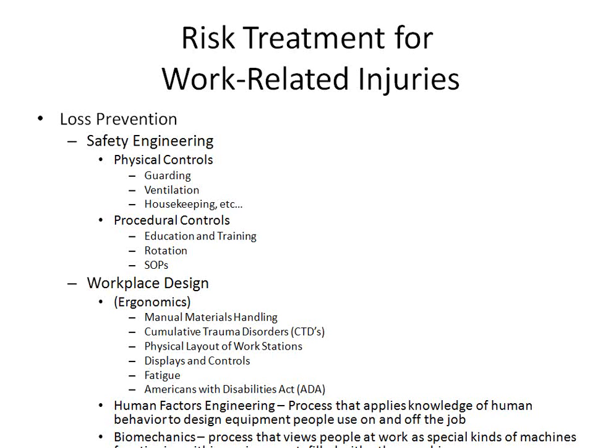Talk about guarding, ventilation, maintenance, proper maintenance to prevent breakdowns, housekeeping to prevent slips, trips, and falls, and then personal protective equipment would be another safety engineering measure, which includes devices or garments worn to protect workers from injury. So gloves, goggles, lab coats, overalls, those types of things might be considered more of a physical control. On the procedural controls, education and training is considered to be a procedural control.